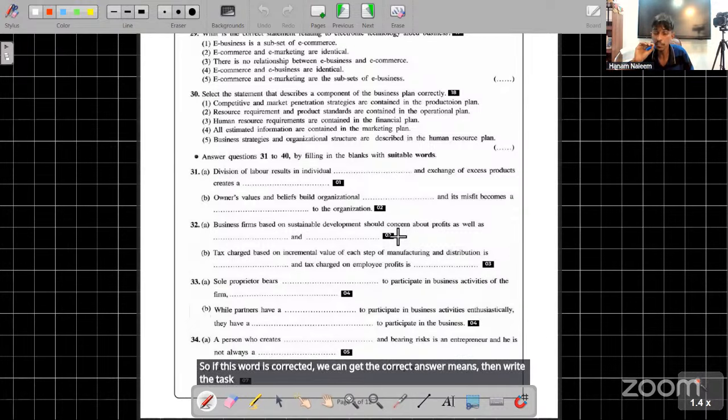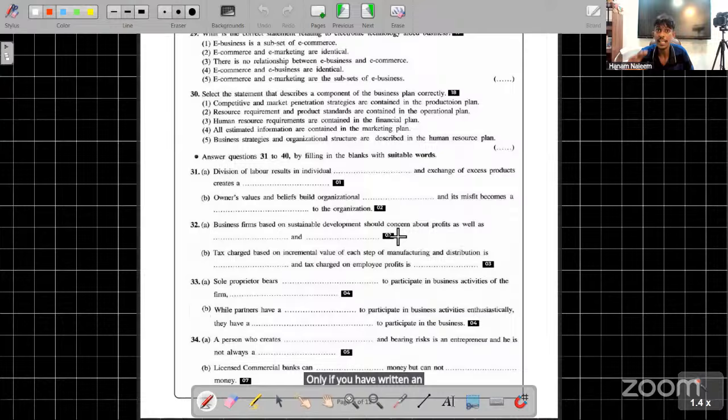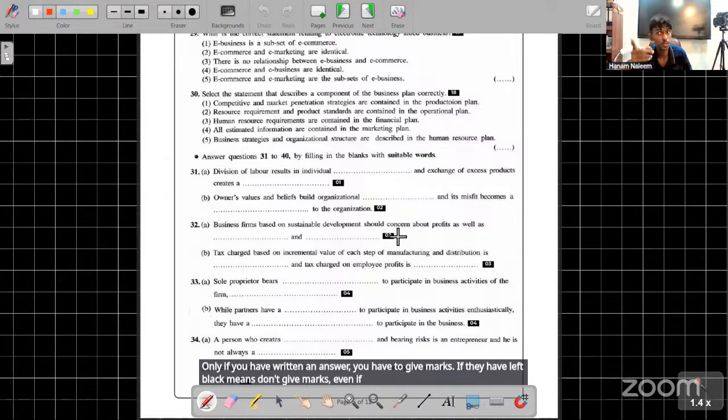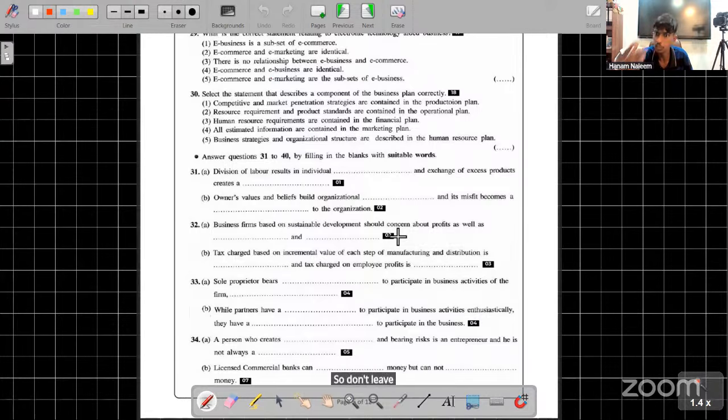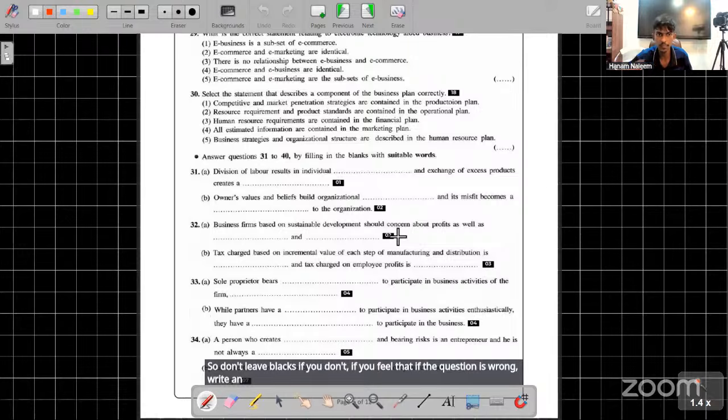and go. Don't leave blanks because there is a rule that if any question is wrong, you have to award marks for the students only if they have written an answer there. Only if you have written an answer, you have to give marks. If they have left it blank, don't give marks even if the question is wrong. So don't leave blanks. If you feel that the question is wrong, write an answer and go. That's it.